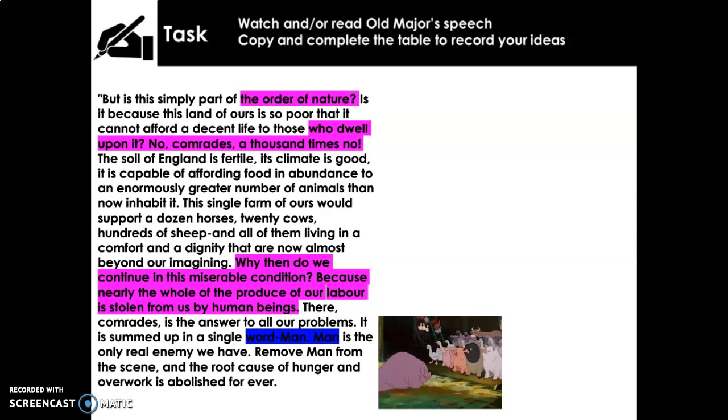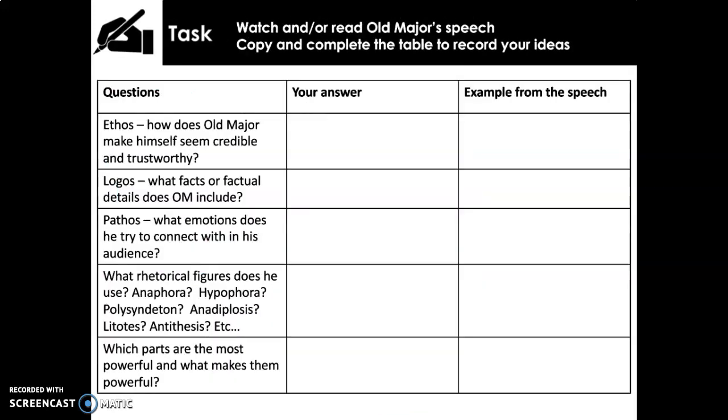See what he's done? He ends one sentence with man, and then he begins the next sentence with man. So we can see, guys, that this speech is rich with examples that you can be recording into your table. Man is the only real enemy we have. Remove man from the scene, and the root cause of hunger and overwork is abolished forever. So, guys, just to remind you, you can start to record some of those examples that I'm picking out into your speech, okay?